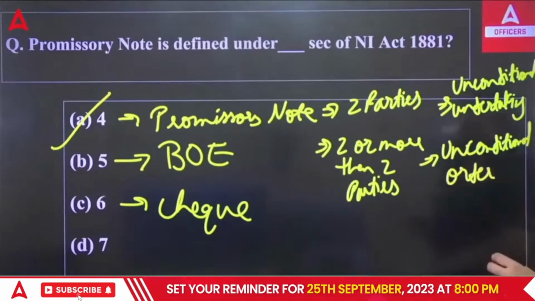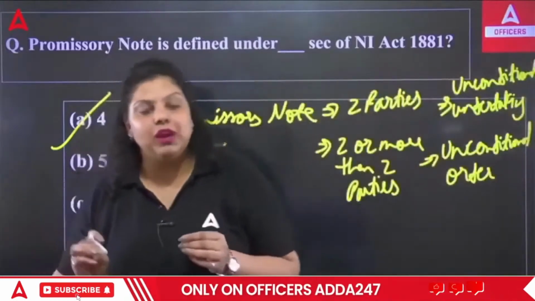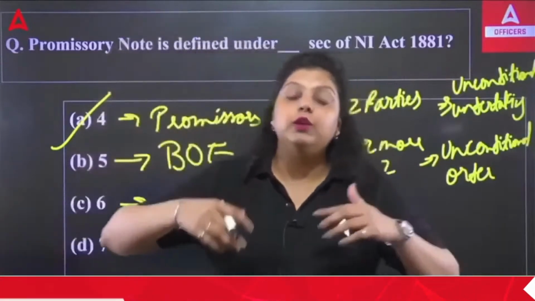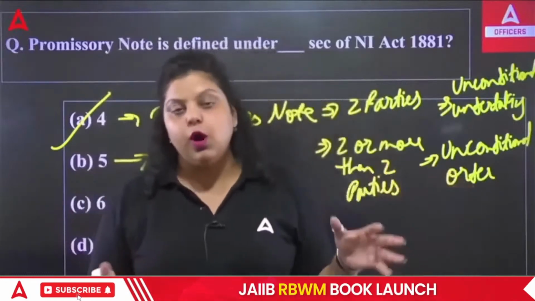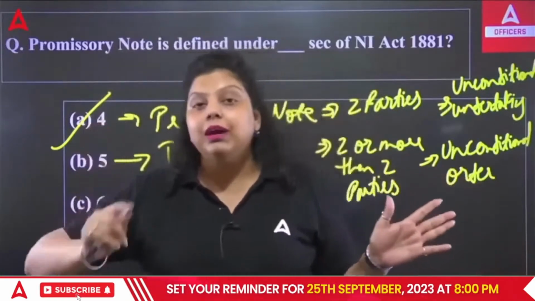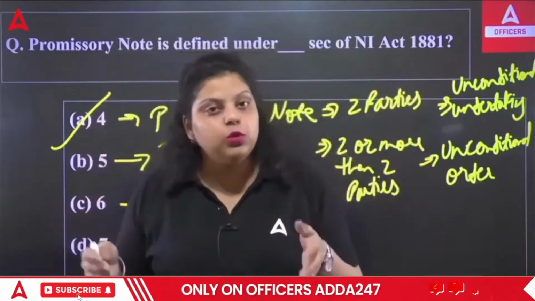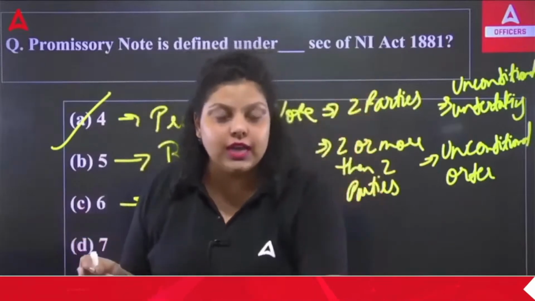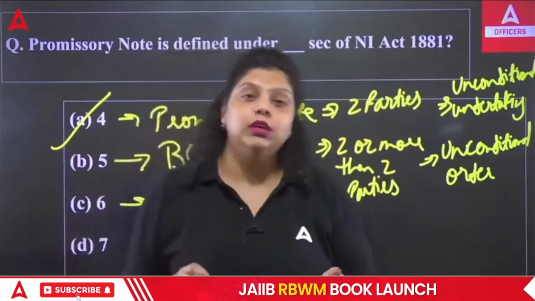Now, what is the difference between these? So, promissory note is a negotiable instrument. It's a document in writing, not containing a currency note. It promises to pay a certain sum of money to a certain person or to the order of the bearer. But one thing is very important, that is the unconditional undertaking. The promissory note is a document in writing which contains an unconditional undertaking to pay a certain sum of money to a certain person or to the order of the bearer.